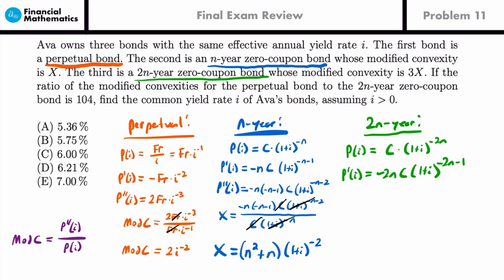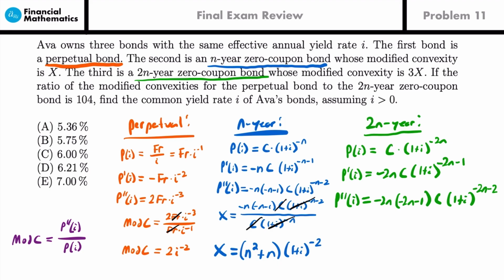Now take the derivative again. P double prime of I will be equal to negative 2n times negative 2n minus 1 times C times (1 plus I) to the power of negative 2n minus 2. We multiplied that exponent down, and then we subtracted 1 from that exponent.